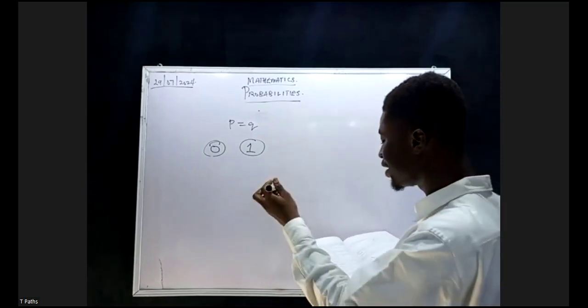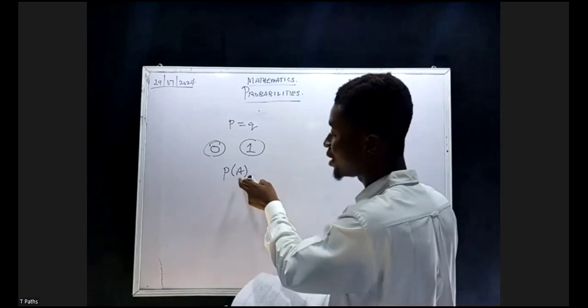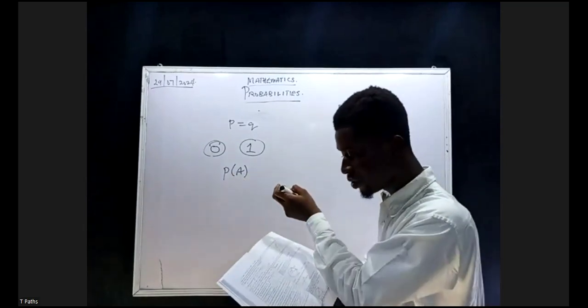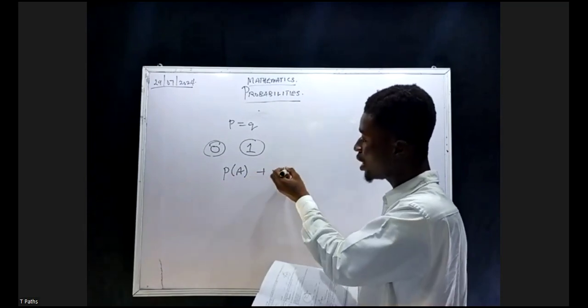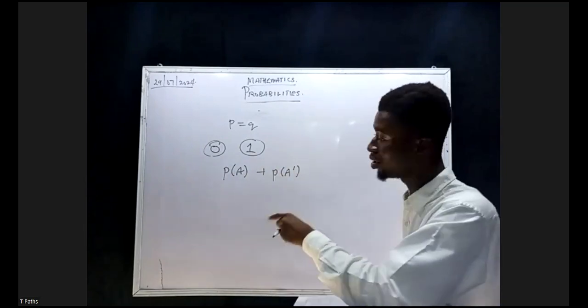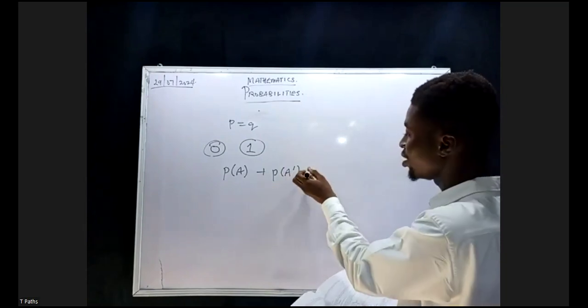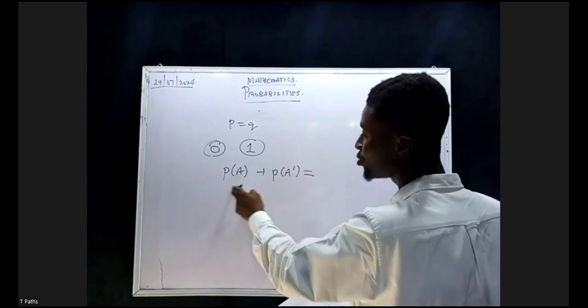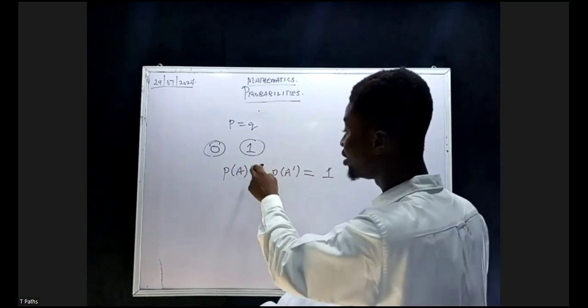Now, we are told the probability that an event occurs. Let's call that P(A), the probability that an event A occurs. And the probability that the event does not occur, let's call that P(A'). Remember, I told you A' means A complement, the event does not occur. If you add these two together, you cannot get more than 1. 1 is the greatest value in probability.